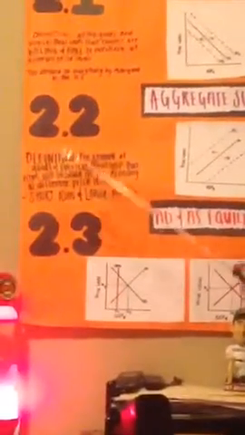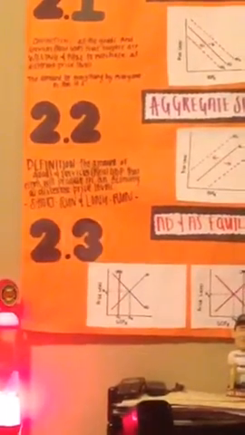Now we're on to Unit 2.2 aggregate supply. Aggregate supply is the amount of goods and services firms will produce in an economy at different price levels. There are two types of aggregate supply. There's one in the short run and one in the long run.